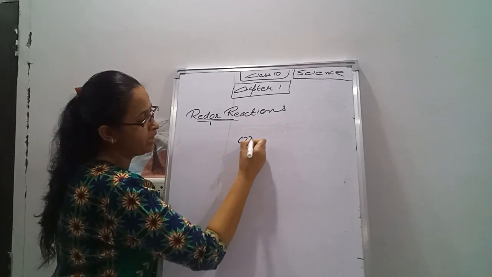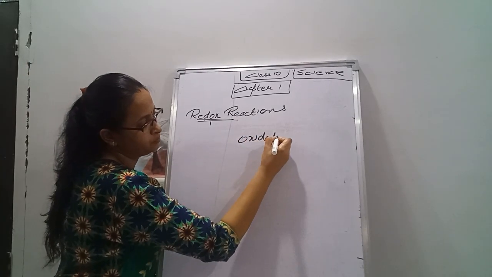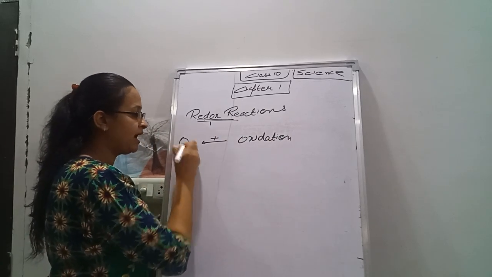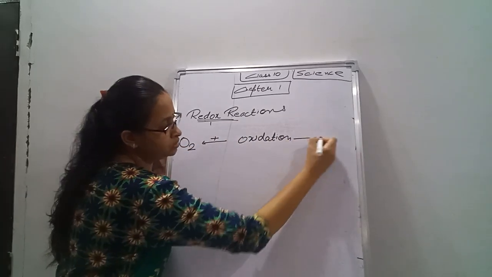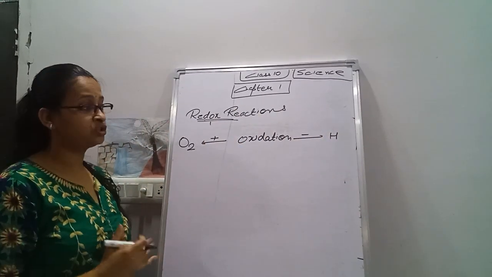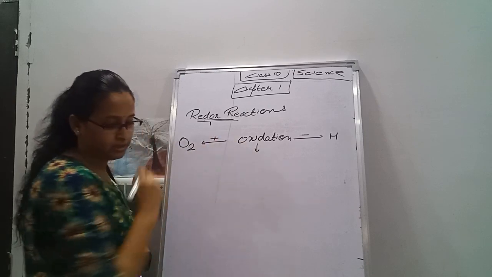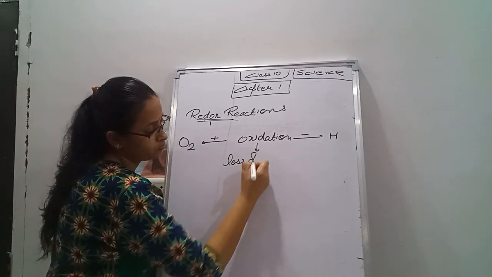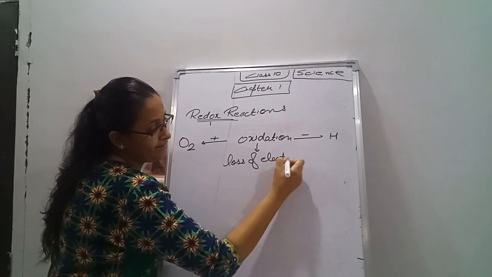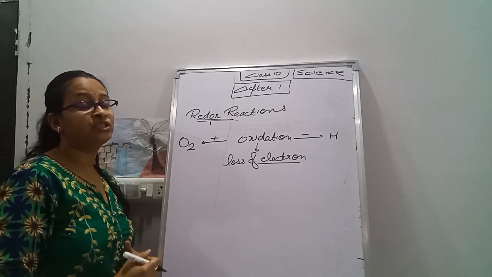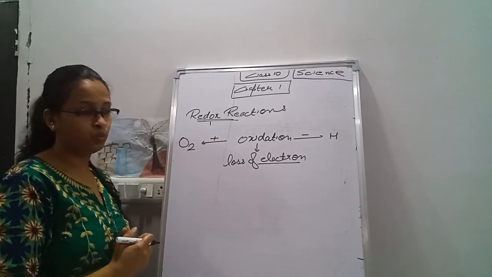Now, first of all, I am talking about oxidation. See, when we are adding oxygen or removing hydrogen, it is known as oxidation. Another thing, when there is a loss of electrons from any element, when electrons are lost, that reaction will be termed as oxidation only.